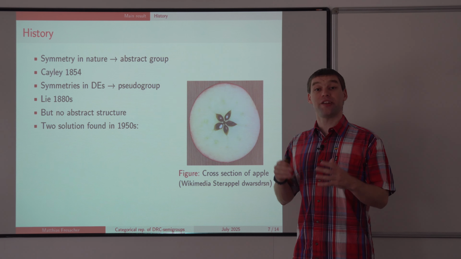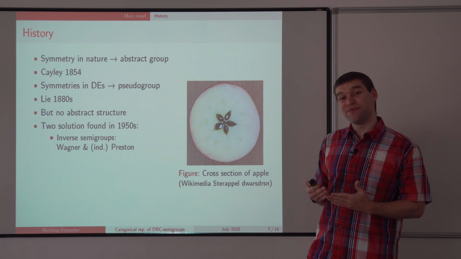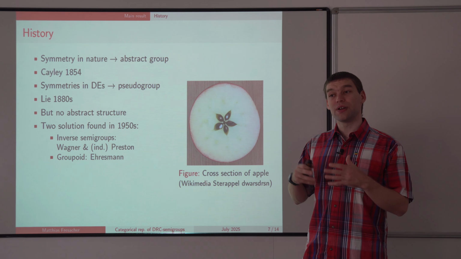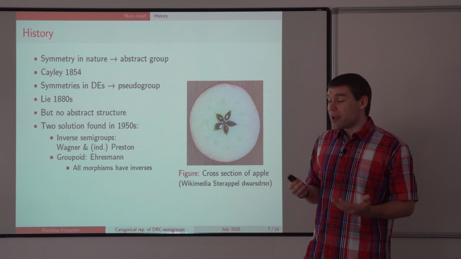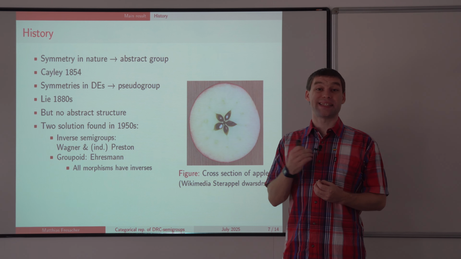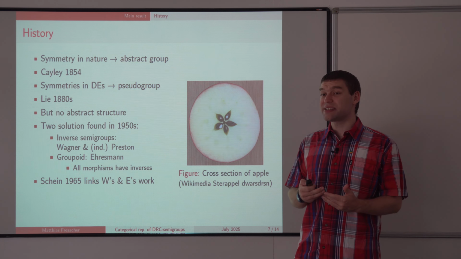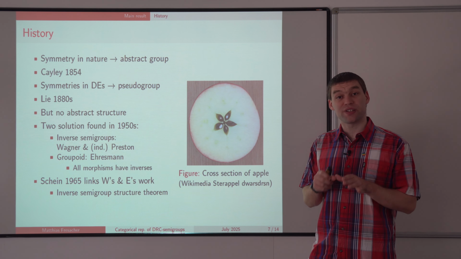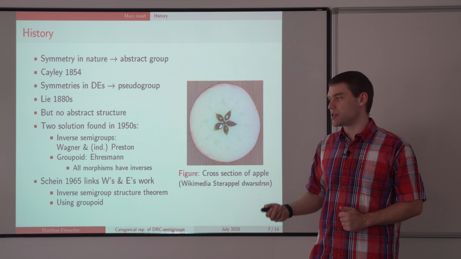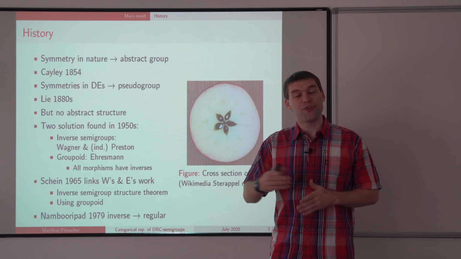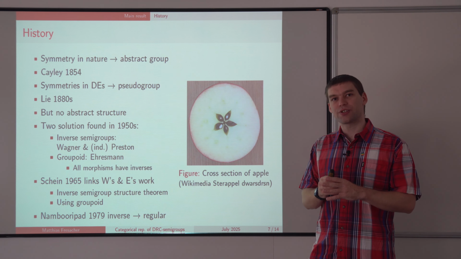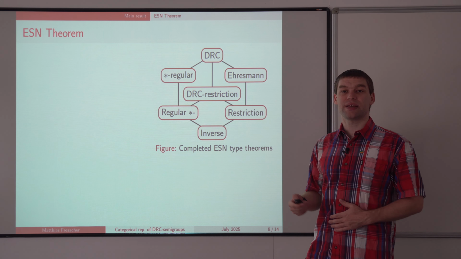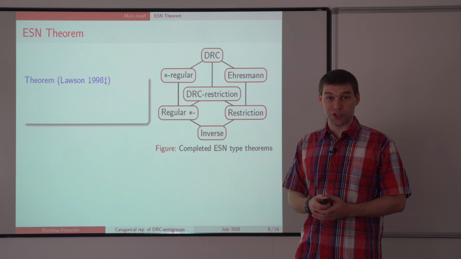Two solutions were eventually found in the 1950s. The first using inverse semigroups by Wagner and independently Preston, and the second was using groupoids, and this was due to Ehresmann. And a groupoid is a category where every morphism has an inverse. Schein in 1965 then linked Wagner's and Ehresmann's work by providing a structure theorem for inverse semigroups where he makes use of groupoids. Then Bourdieu takes this one step further in 1979 by generalizing this inverse result to a regular semigroup. That then leads to the classical ESN theorem that we know today, as stated by Lawson in 1998.